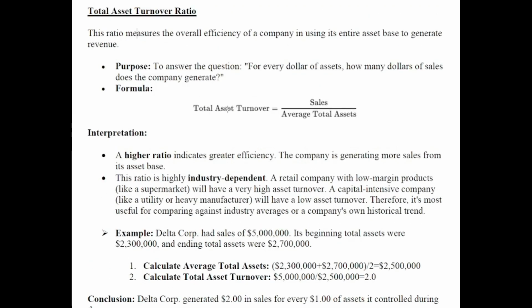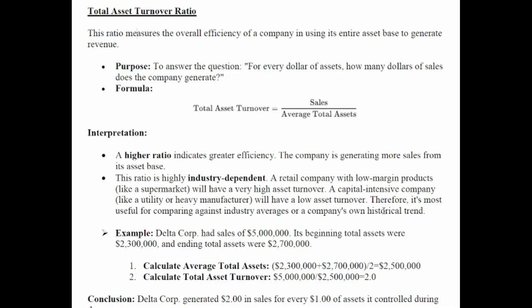So the formula for the asset turnover ratio is sales divided by average total assets. A higher ratio generally indicates greater efficiency. That means the company is generating more sales compared to its assets. Again, this ratio can be industry dependent. A retail company with a low margin product will have a high asset turnover, while a capital intensive company like a heavy manufacturer will have a low asset turnover ratio.